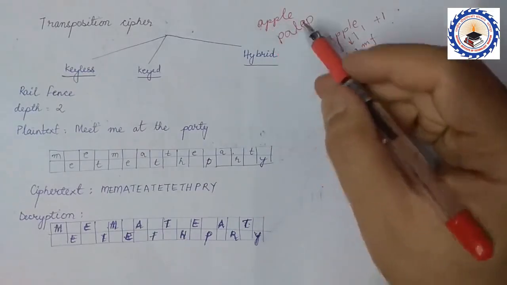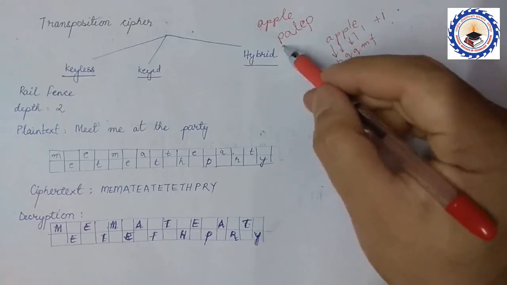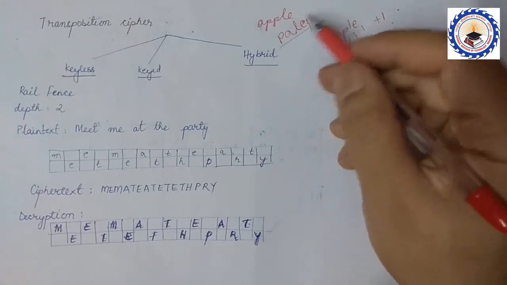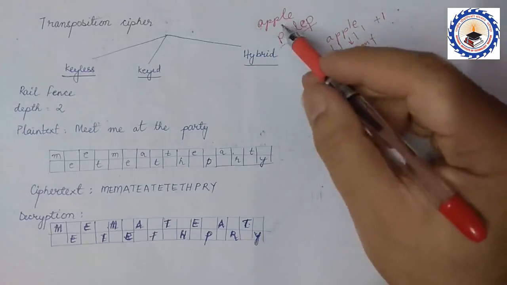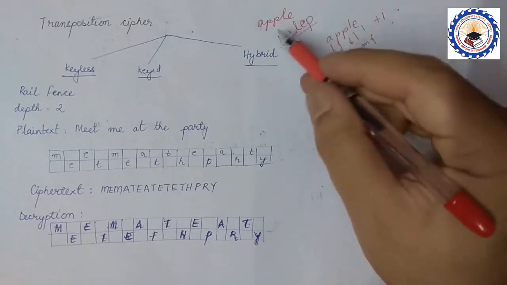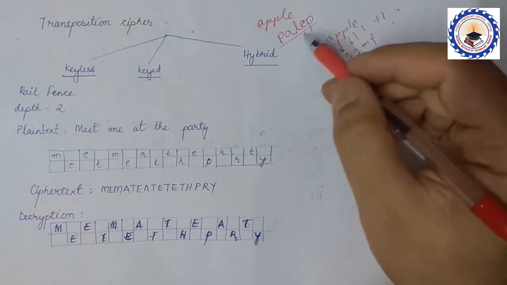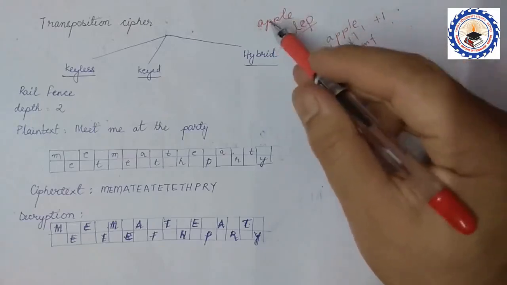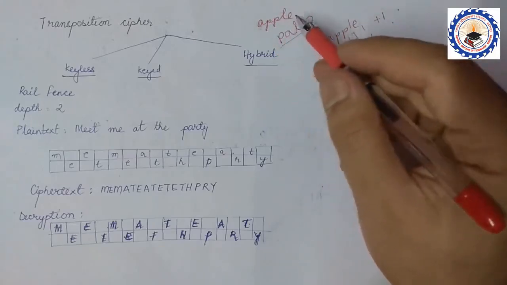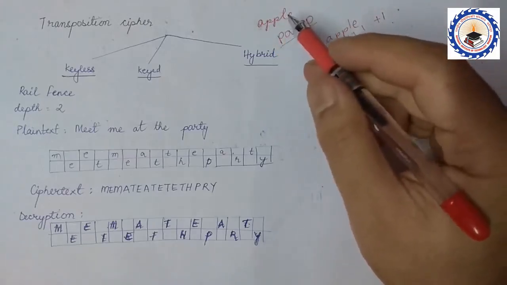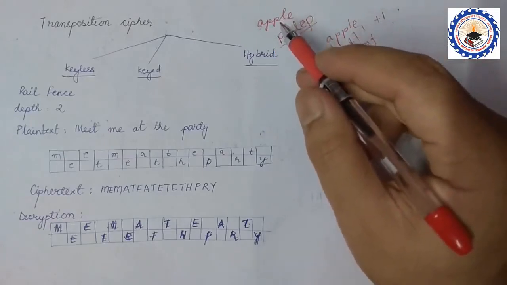A comes in the second place, but it is not restricted to this manner. You can do it in any manner, and the only thing is that you cannot add or remove any letters from the given plain text. You can only change the positions. This is how a transposition cipher works.